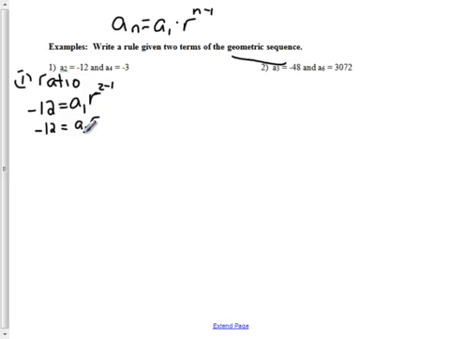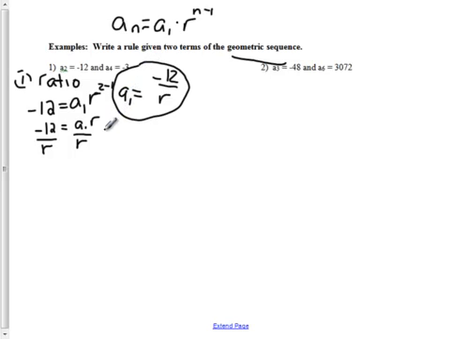How would I get a1 by itself? Well, like the other ones, we're just going to divide by r. Therefore, I have a1 equals negative 12 over r. So here is my a1. I know it still has an r in it, but that is okay.